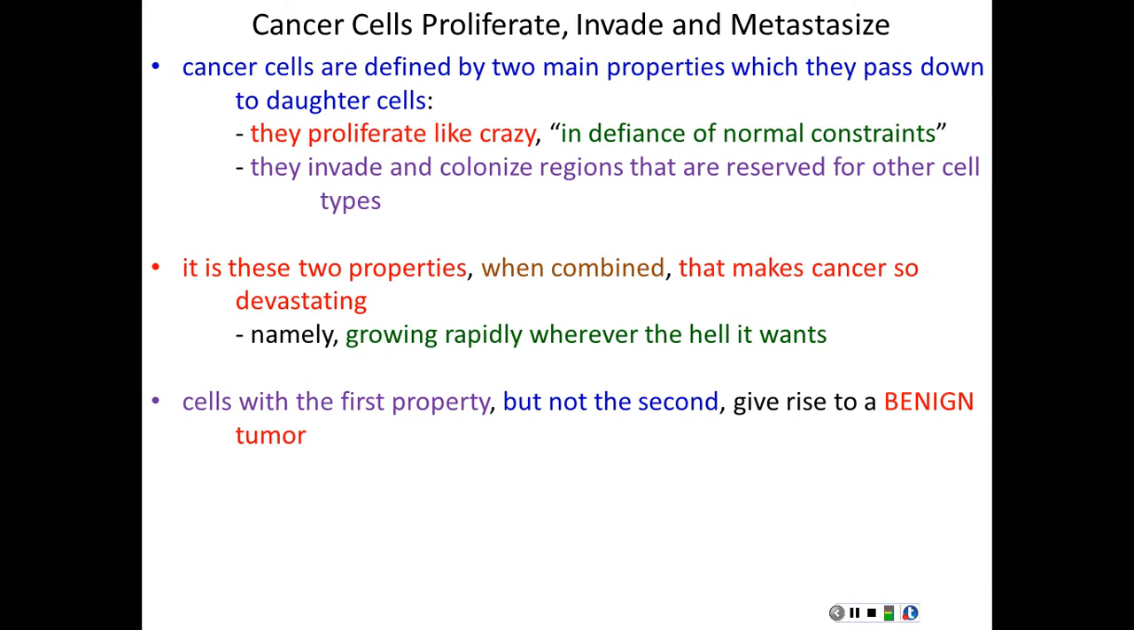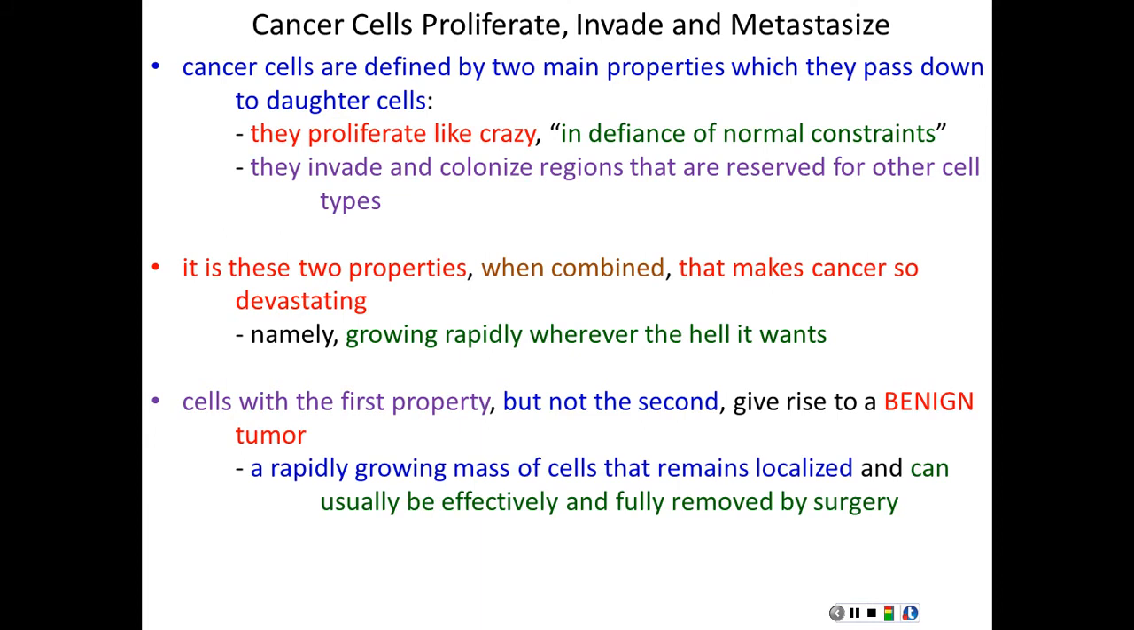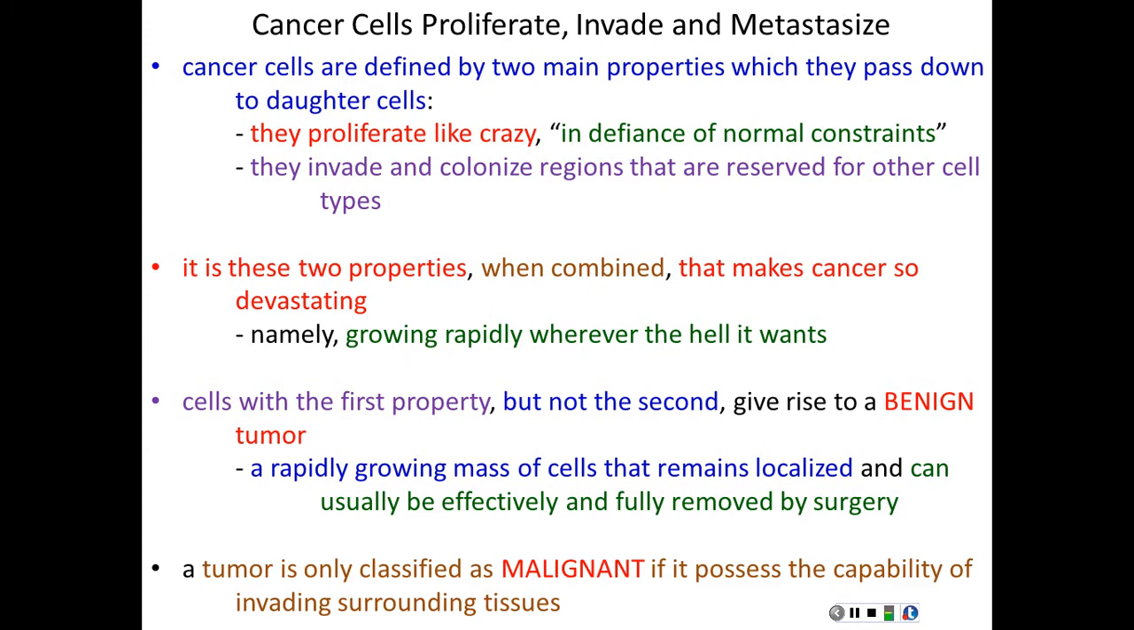Cells with the first property, dividing like crazy, but not the second, they're not invasive, give rise to what we refer to as a benign tumor. First thing you ask, when you hear someone say there's a lump found, there's a tumor found: was it benign or malignant? And it was benign. Oh, thank goodness. We understand that benign means not harmful or much easier to treat, but this is why. A rapidly growing mass of cells that remains localized and non-invasive, that stays exactly where those cells should have stayed, can usually be isolated, effectively removed by surgery. These are benign tumors.